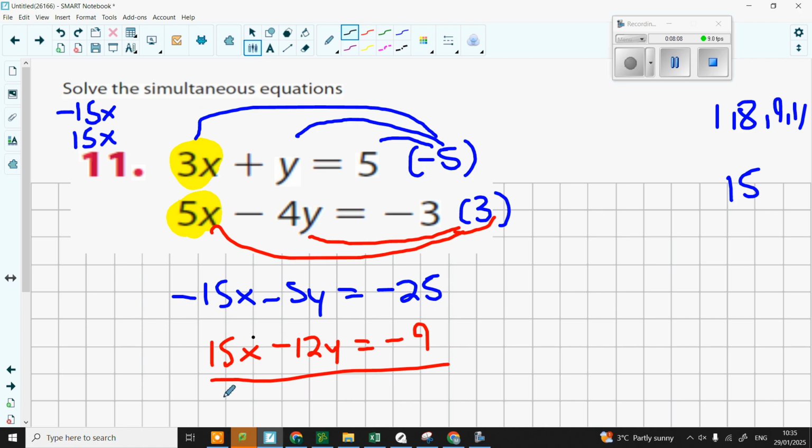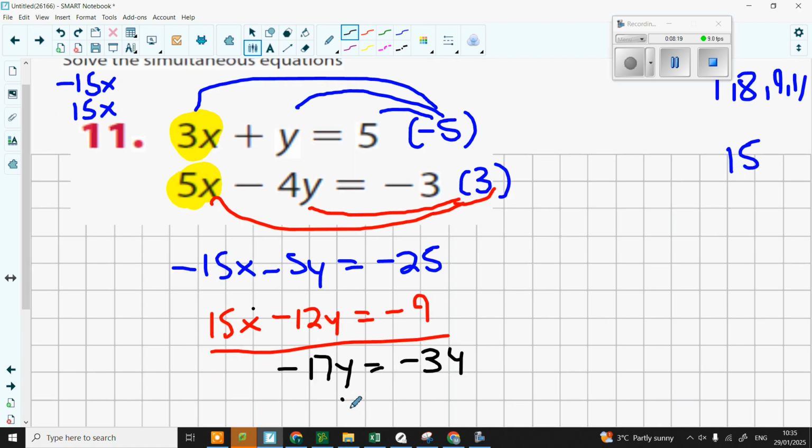Add downwards, and what do we get? 0 for the x's. Minus 34. Who got y equals 2? Anybody beat me to it? Good job. Y equals 2. Now, the next part.